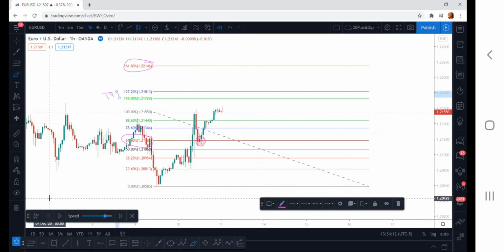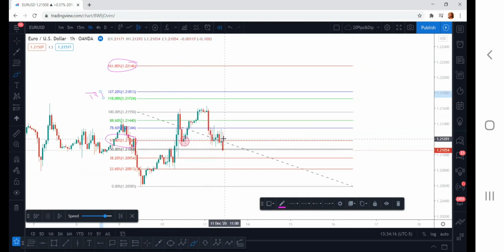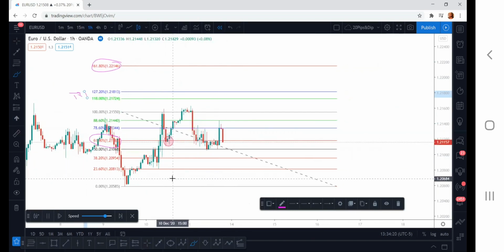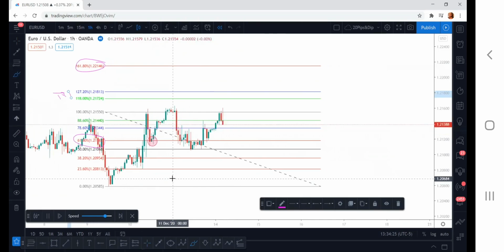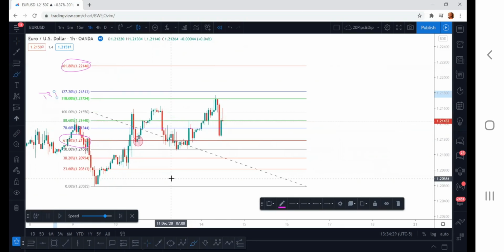Okay, price has retraced again to the 161 and to the 50. Let's see if it'll break the 1. All right, then it breaks the 1.